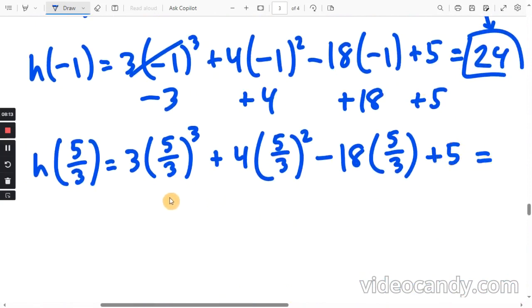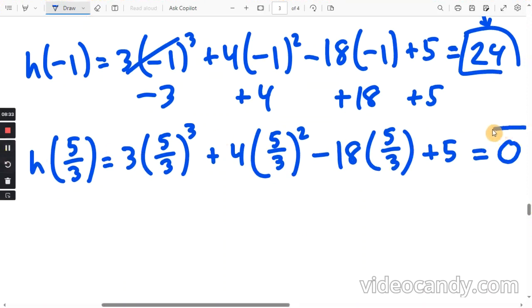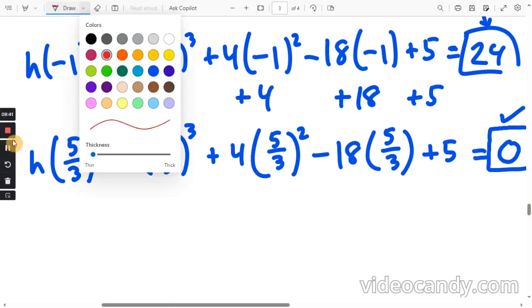All right. If you don't know how to use fractions on your calculator, please learn. Okay. Either look up the YouTube video for your model calculator or see me and I'll show you how to do it. All right. But you need to be able to do this on the calculator, which I'm going to do right now. All right. And I get 0. So that's what we want. And now we're going to use synthetic division with 5/3.